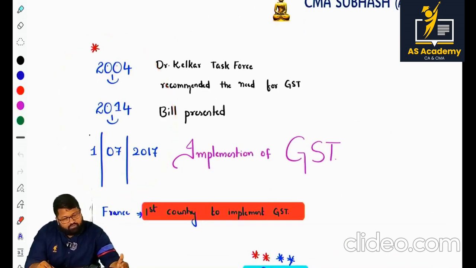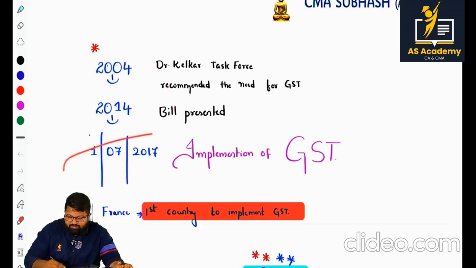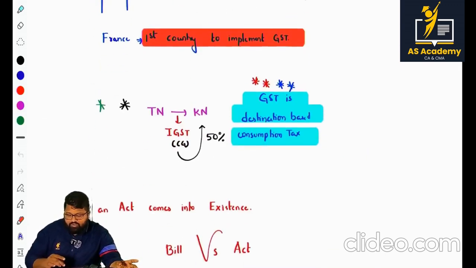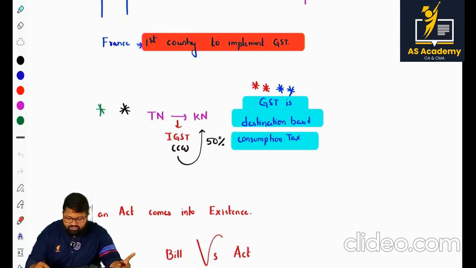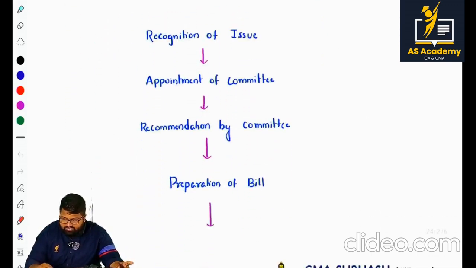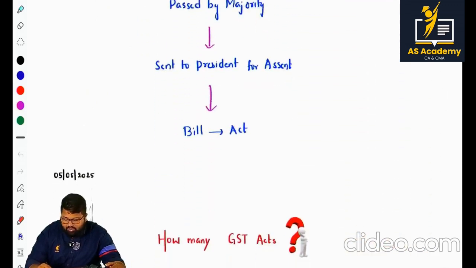2004, 2014, 2017. 2004 is for the Dr. Kelkar task force, which recommended the need for GST. What about 2014? The bill was presented. When was it implemented? 1/7/2017. And the first to implement it was France. The mechanism of how a bill becomes an act is not required.